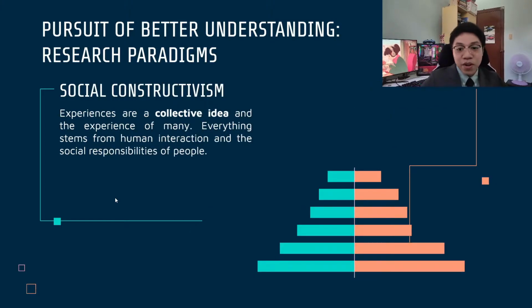And the third one that we have is social constructivism, which is that experiences are a collective idea and the experience of many. So a lot of things that happen in reality stem from human interaction and the social responsibilities that we have for one another.